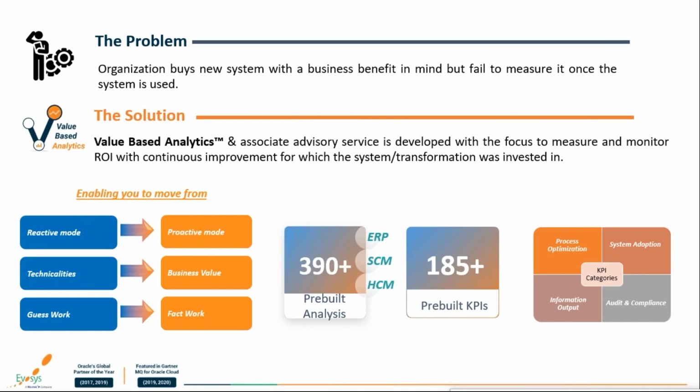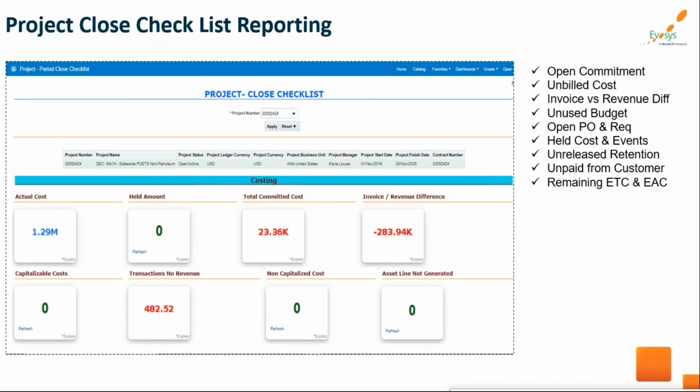I took just one example that we developed in this VBA, a project close checklist. It is very important for project driven industries, because whenever you are closing a project, you need to understand whether it is the right time to close it. When I say right time, have you billed everything to the customer? Is there any non billable cost still existing?